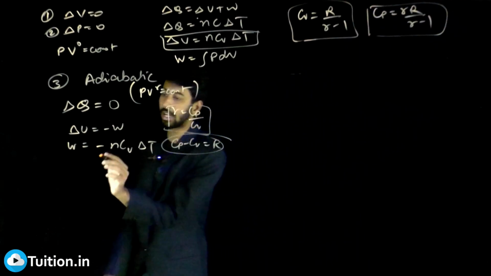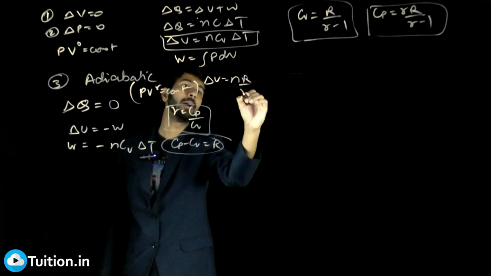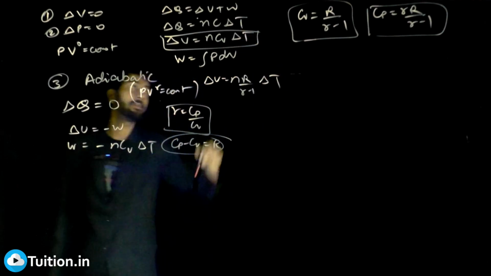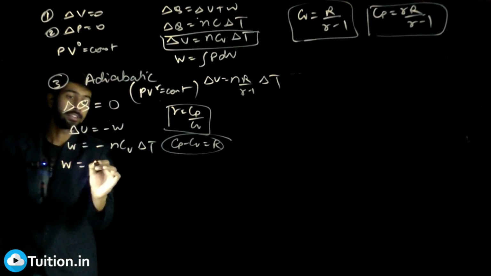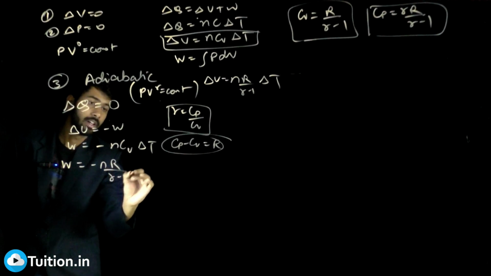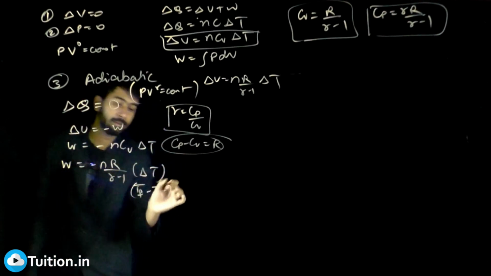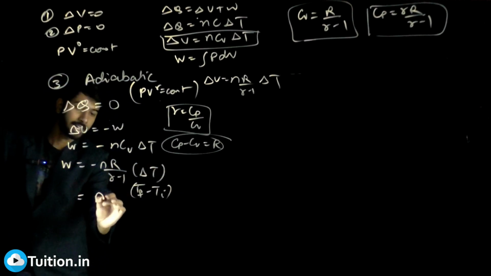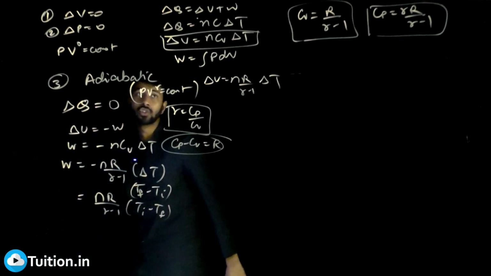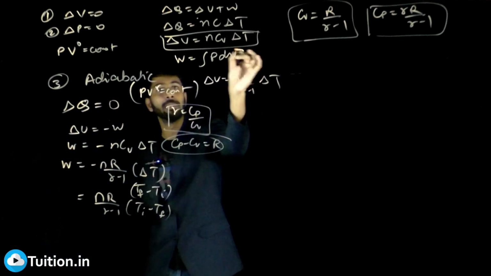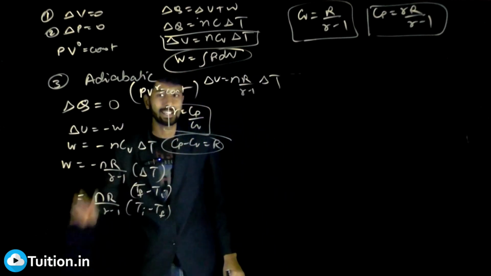Remember the formula. So I can also write delta U as nR by gamma minus 1 delta T instead of nCv delta T, because Cv is R by gamma minus 1. So I can also write W as minus nR by gamma minus 1 into delta T. Delta T is Tf minus Ti, always final minus initial, remember. So if I take this minus sign inside, it will become nR by gamma minus 1 into Ti minus Tf, right? So once again, don't think that this formula is invalid here. It is valid here, but I'm using the same formula in a different form. That is the only thing.